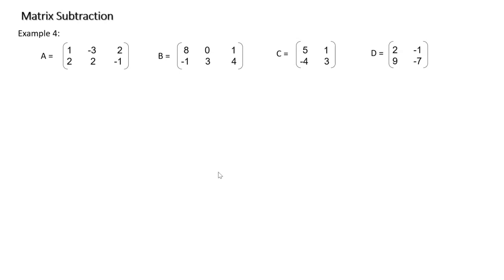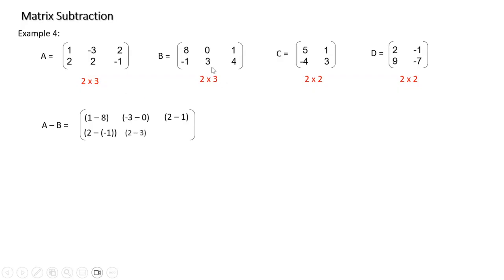Now comes the subtraction. Again, these are the same matrices as before, but instead of adding, we're going to subtract them. A minus B, right? So it's going to be 1 minus 8, negative 3 minus 0, 2 minus 1, 2 minus negative 1, 2 minus 3, and negative 1 minus 4. So it's going to give us negative 7, negative 3, positive 1, positive 3, negative 1, and negative 5. That's your result.